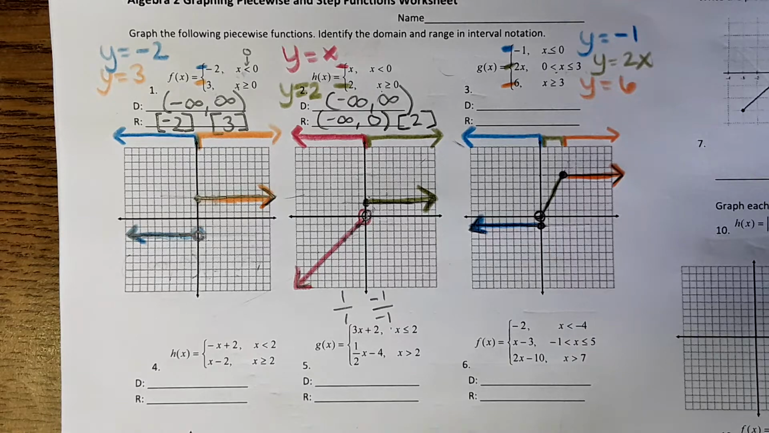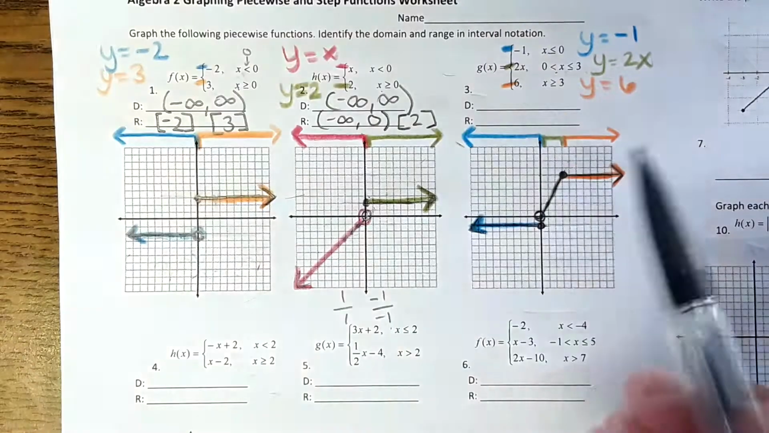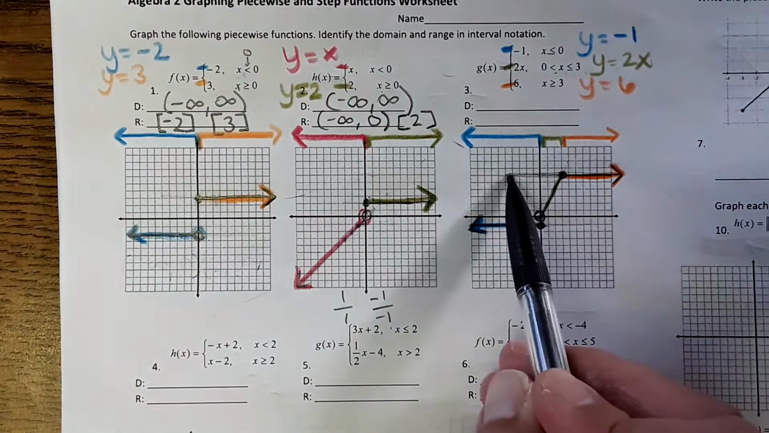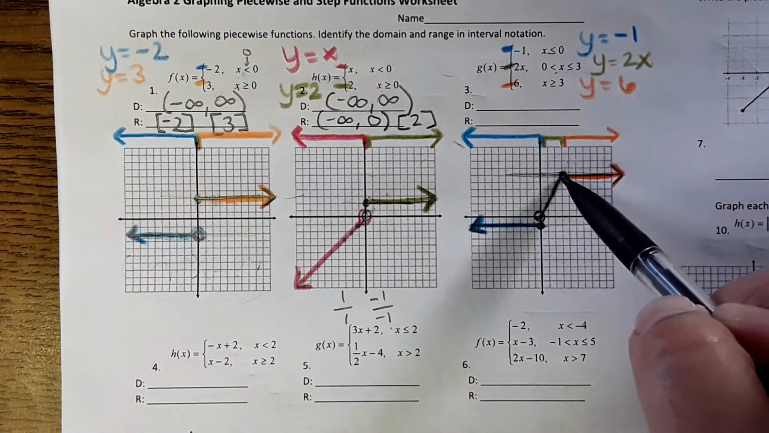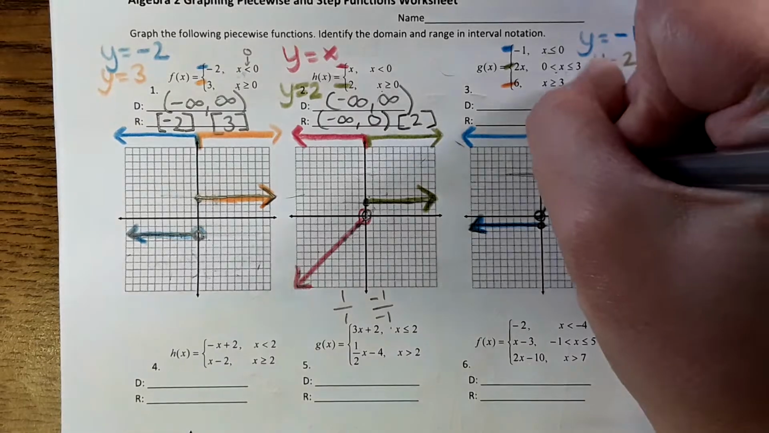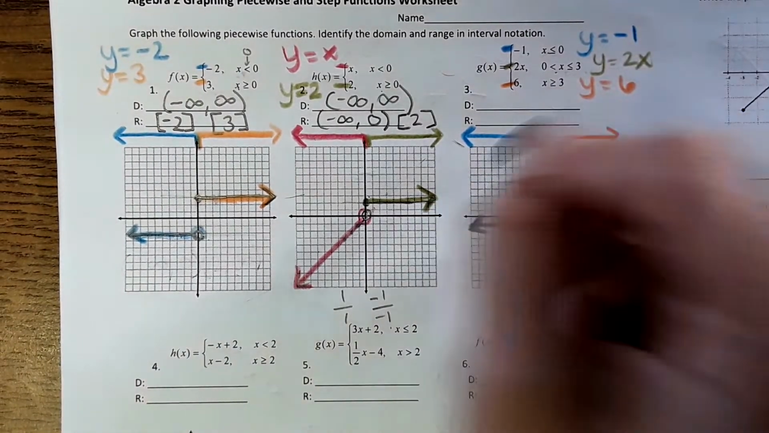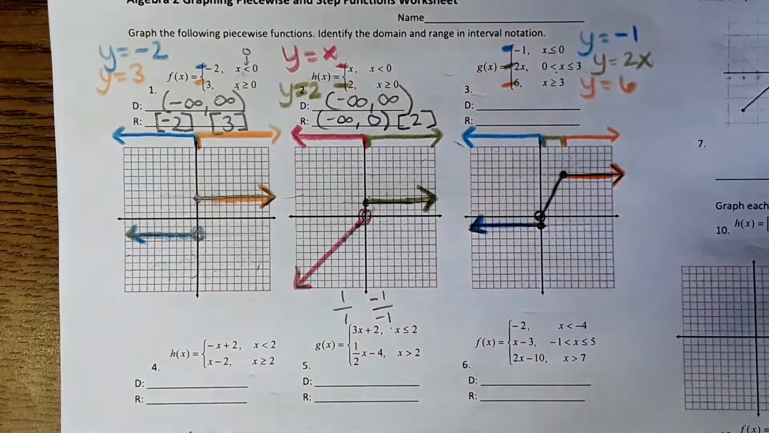How did you get the last one? Y equals 6? So the line would be at y equals 6. And then x has to be greater than or equal to 3, so I did a closed dot at 3, and I erased this. Next one.